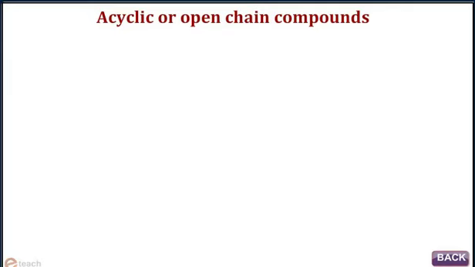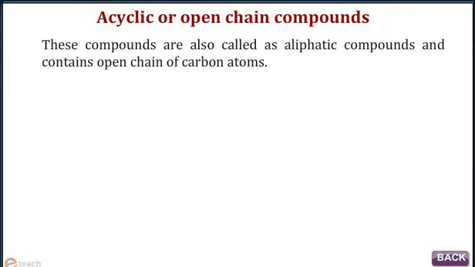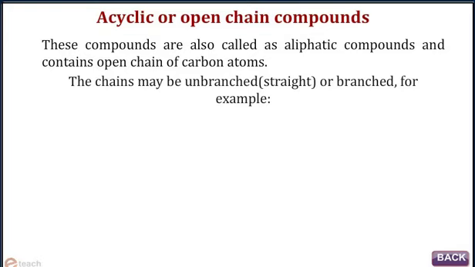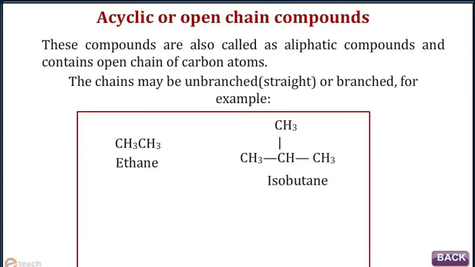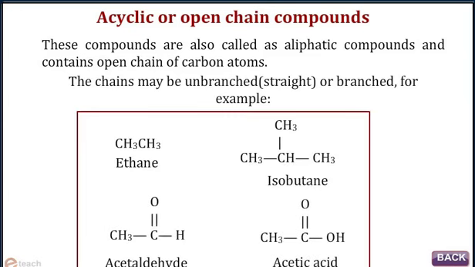Acyclic or open chain compounds. These compounds are also called aliphatic compounds and contain an open chain of carbon atoms. The chain may be unbranched or branched. For example, ethane, isobutane, acetaldehyde and acetic acid.